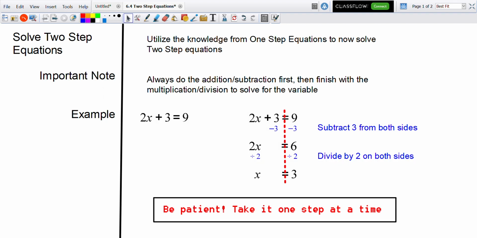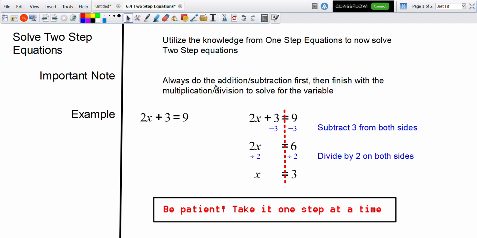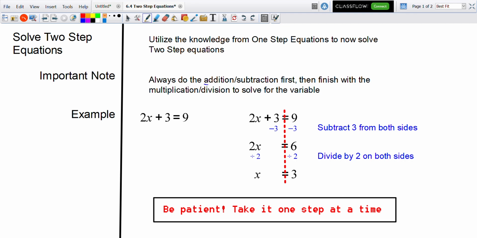Okay, so now on to two-step equations. Two-step equations use the same skills from the one-step equations. We will want to make sure that we always do the addition subtraction first, and then finish with the multiplication division to isolate the variable. Remember, our goal here is to isolate the variable, or get it by itself on one side of the equal sign. So if you were to draw a dotted line down your equal sign here, and I start with 2x plus 3, my first job is to get rid of that plus 3, get rid of the constant first.